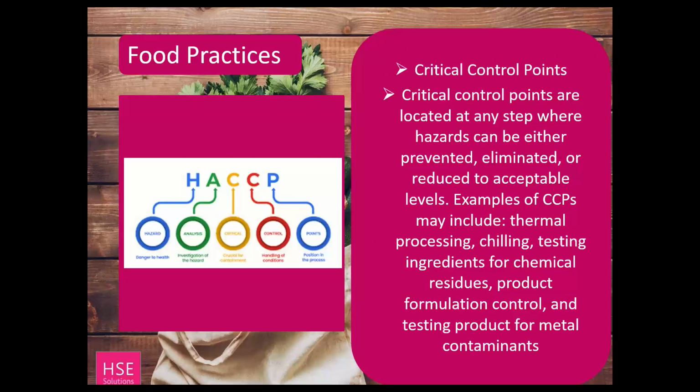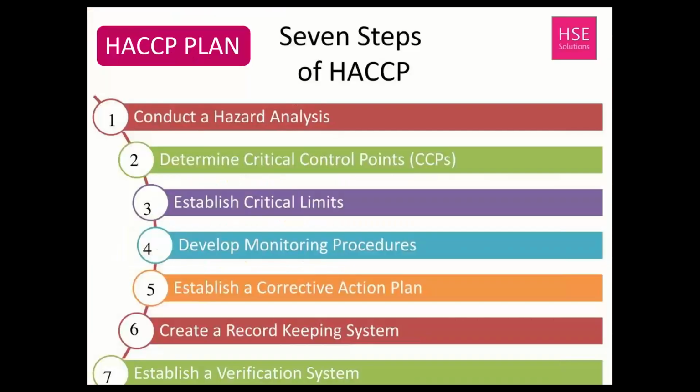The other C would be critical control points, which would be any step along the way where a hazard could be prevented and you can step in and eliminate that particular hazard. So an example of a CCP would be thermal processing, chilling, testing ingredients for chemical residues, product formulation controls, and testing the products for metal contaminants. So at any point, can you test the product and intervene to make sure that that control point is working?